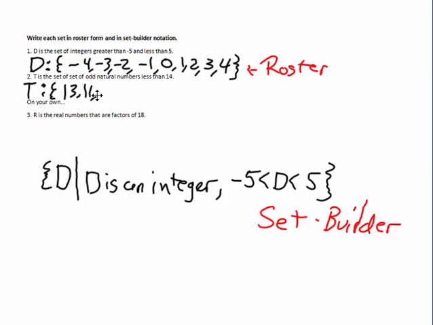11, 9. What about 8? Is 8 in this set? No. So 7, 5, 3, and 1. What about negative 1? Why not negative 1? It's not natural. Good. So that's roster form.